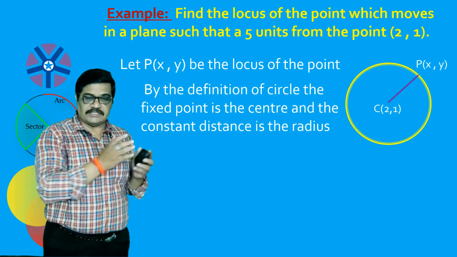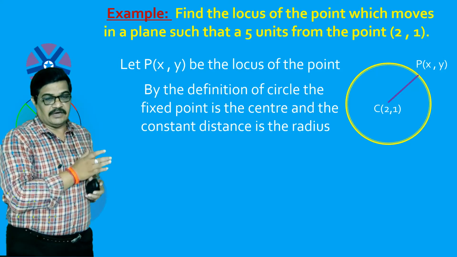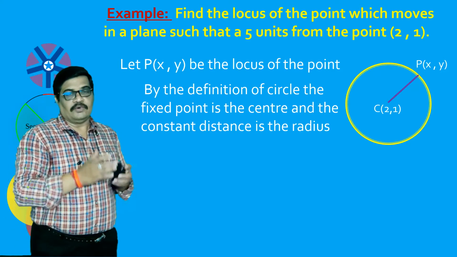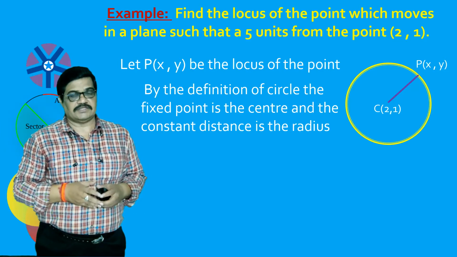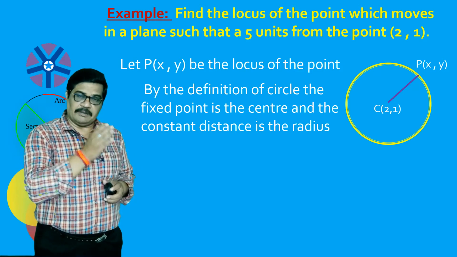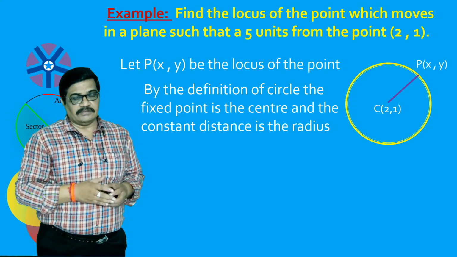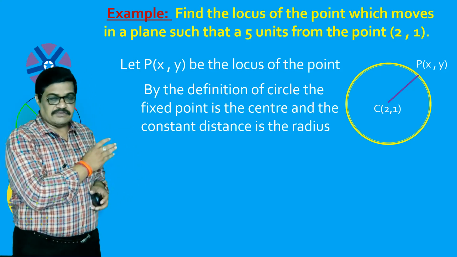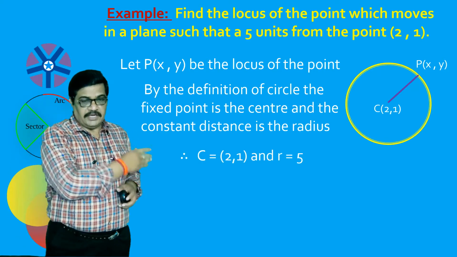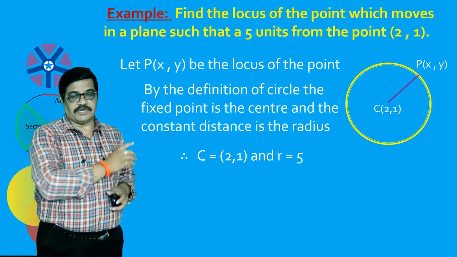By the definition of the circle, the fixed point C(2, 1) is the center, and the constant distance r is 5. Okay, we have the center and radius. Now we write the circle equation, since the locus of P represents a circle. By the above theorem, the formula is (x minus x1) whole squared plus (y minus y1) whole squared is equal to r squared. Here C is (2, 1) and r is equal to 5.